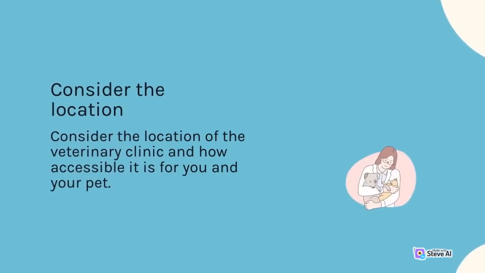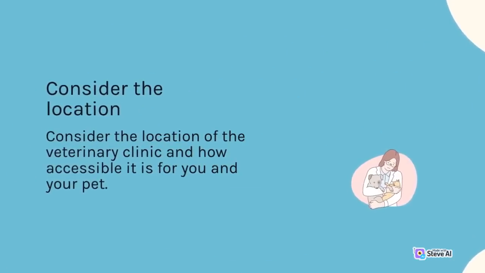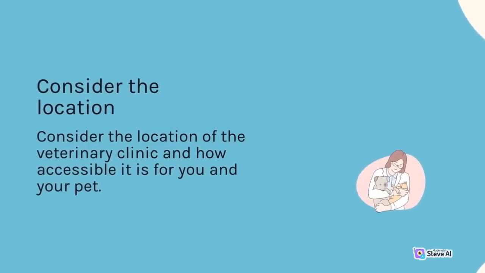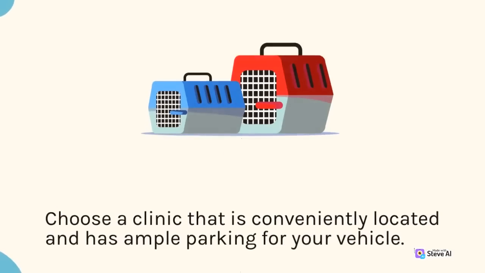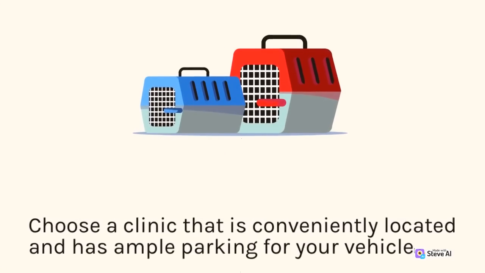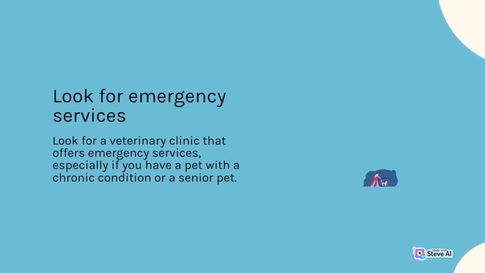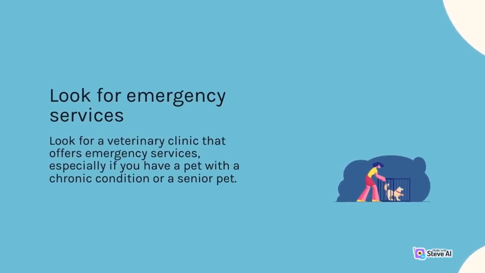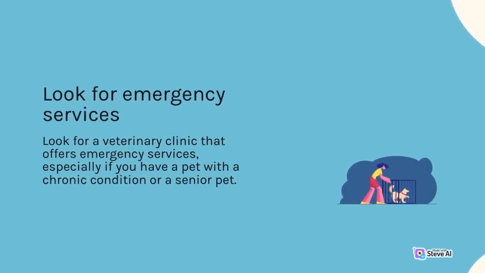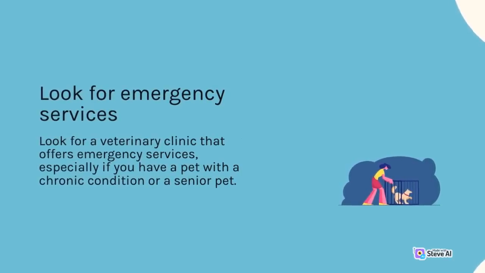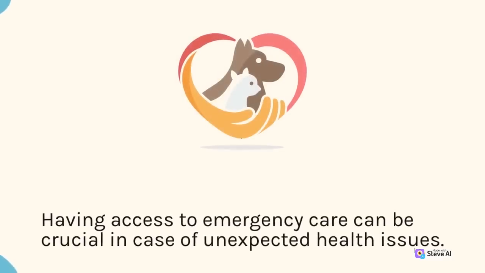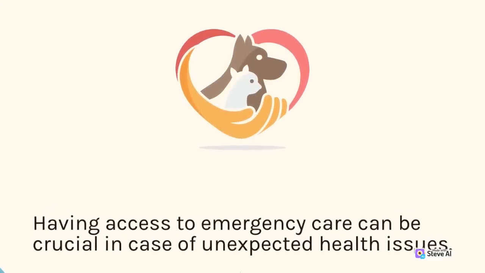Consider the location. Consider the location of the veterinary clinic and how accessible it is for you and your pet. Choose a clinic that is conveniently located and has ample parking for your vehicle. Look for emergency services. Look for a veterinary clinic that offers emergency services, especially if you have a pet with a chronic condition or a senior pet. Having access to emergency care can be crucial in case of unexpected health issues.